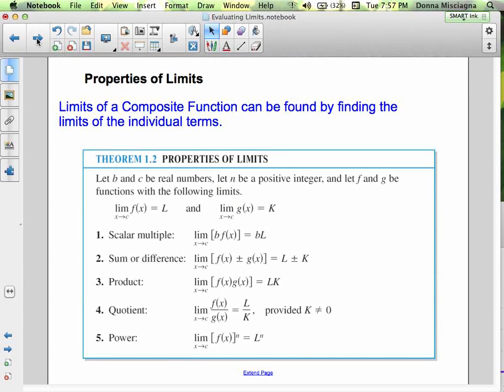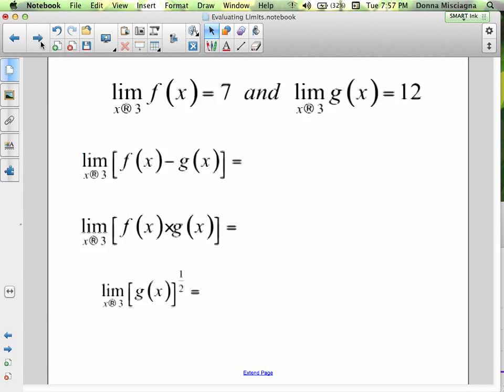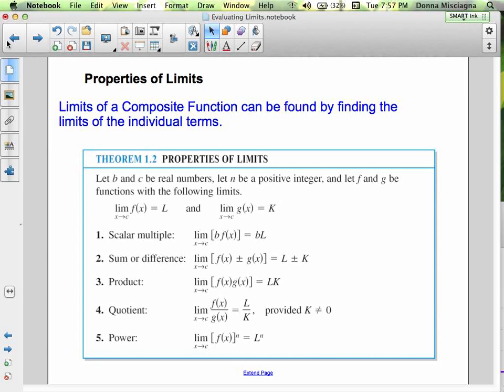So here are some more properties of limits. We're going to be looking a little bit at limits of composite functions, and I think this is a pretty good place to end this podcast. I'm going to end this podcast, and we're going to come back and look at properties of limits.